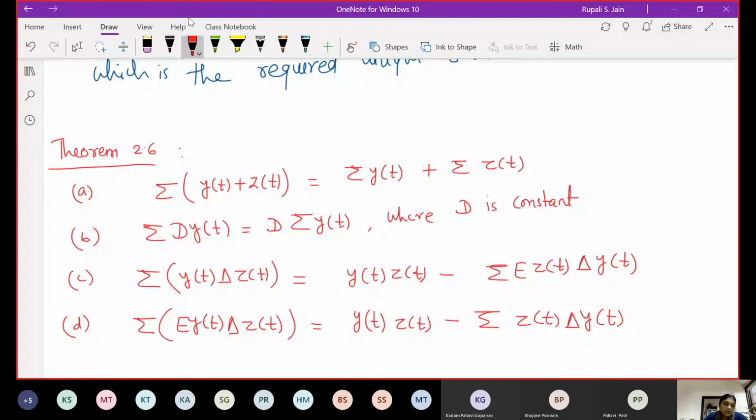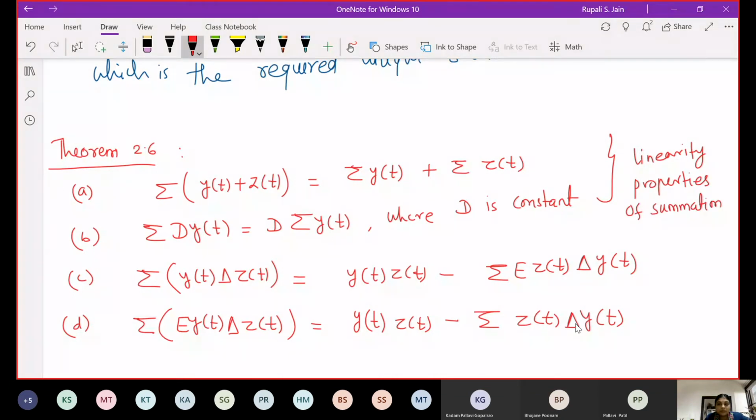So this is similar to integration properties. Integration of yt plus zt is integration of yt plus integration of zt. Integration of d times yt is d times integration of yt. Now this is like integration by parts. These two are the linearity properties of the summation operator.